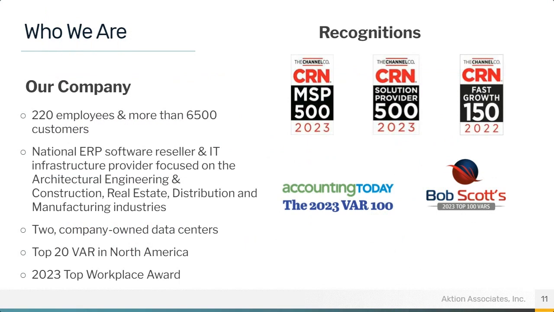Who are we at Action? We currently have over 220 employees across the country, supporting over 6,500 customers. We're a national ERP software reseller and IT infrastructure provider. Two company-owned data centers, top 20 VAR in North America, and recently won the 2023 Top Workplace Award, along with some other recognitions you see on the slide.